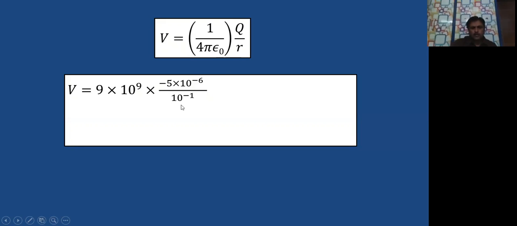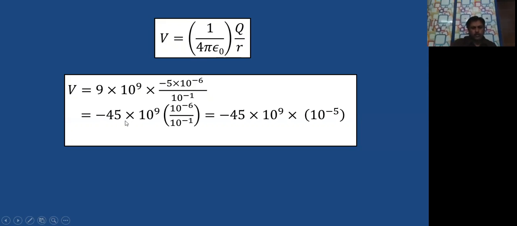R is 10 power minus 1. What is 9 fives? 45. That means 9 into minus 5 is minus 45. Simplification: minus 45 into 10 power 9, and 10 power minus 6 by 10 power minus 1. Again, what is 10 power minus 6 by 10 power minus 1? I told you once, 10 power minus 5.